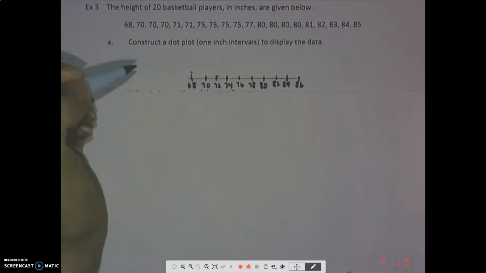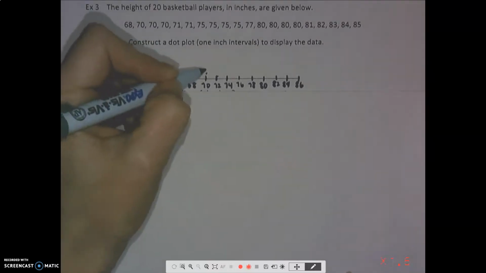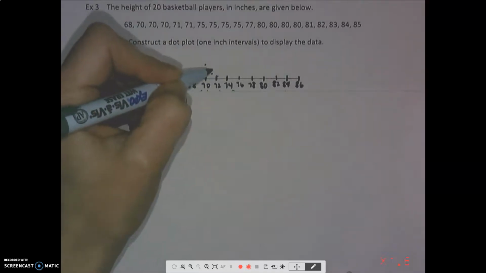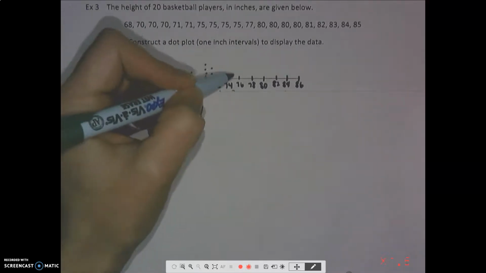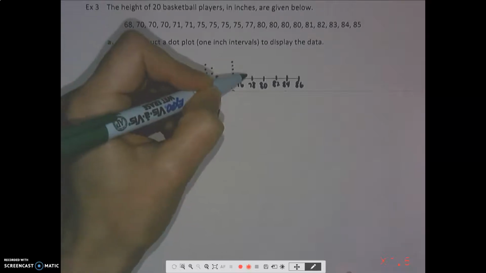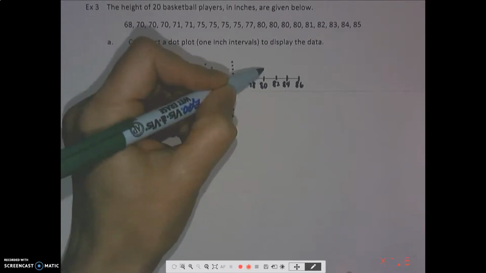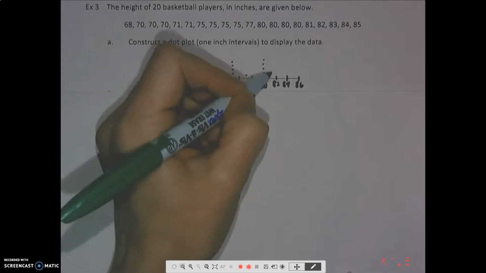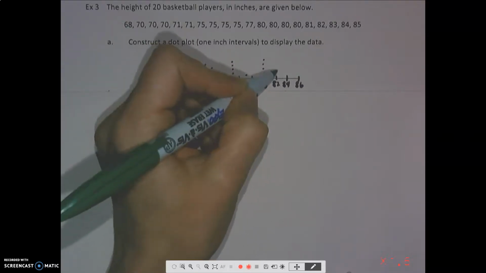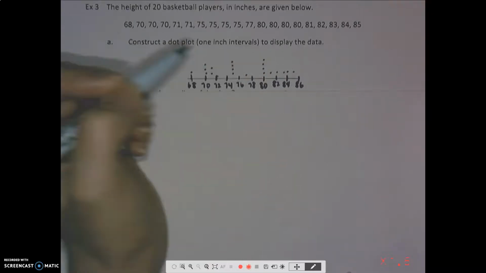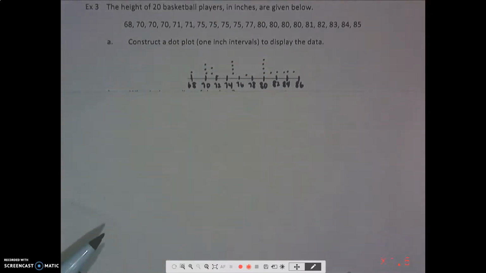So there's 1 at 68, 3 at 70, 2 at 71, 4 at 75, 1 at 77, 4 at 80, 1 at 81, 1 at 82, 83, 84, and 85. Okay, so there's our dot plot for this.